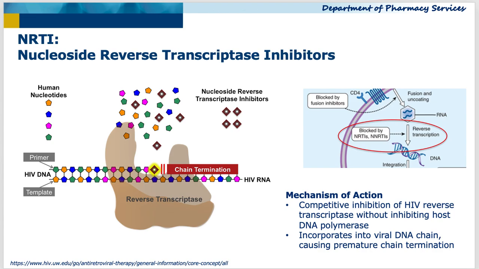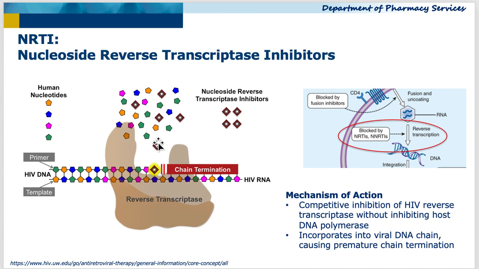So how NRTIs work is they competitively inhibit HIV reverse transcriptase. When there's competitive inhibition, we're talking about something else that's also trying to bind there, right? But it doesn't inhibit host DNA polymerase. So that's the nice thing about NRTIs: they're selective for reverse transcriptase. They're not going to go and start mucking up any of the host genetic material or host DNA polymerase at all.